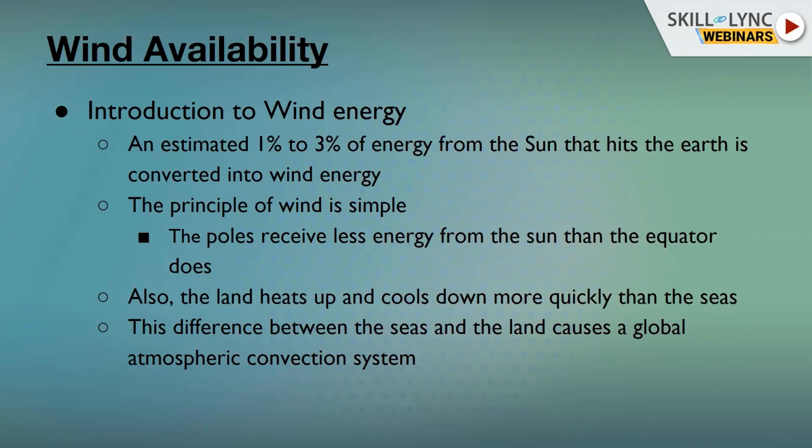Next, you can see here that land heats up more compared with the sea. Our land gets more heat energy compared with the sea. So that's why on land we set up the windmills very high, instead of on the sea.